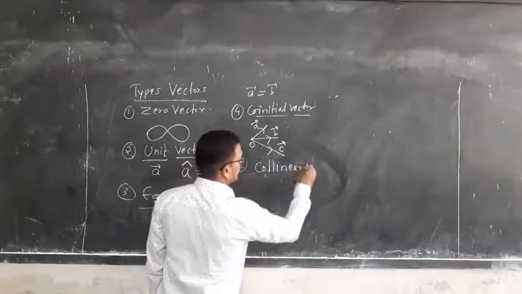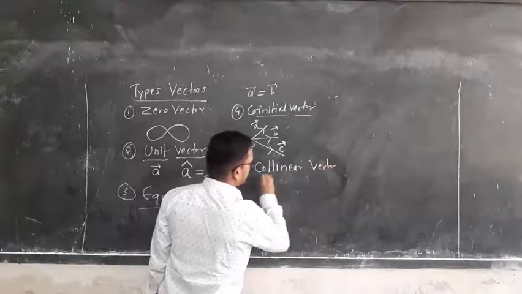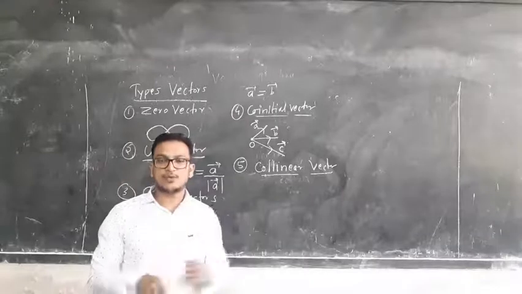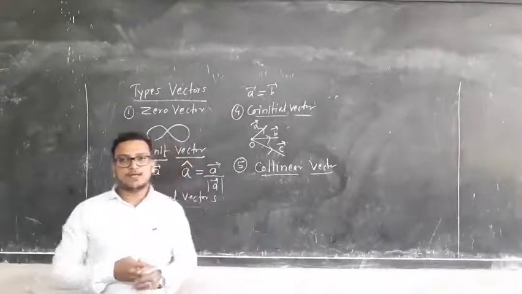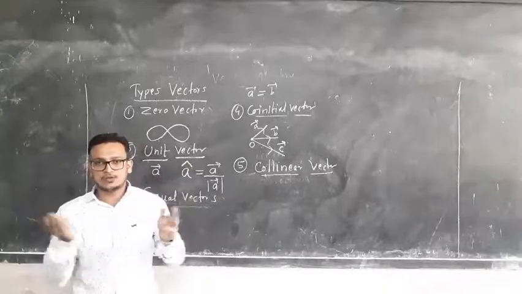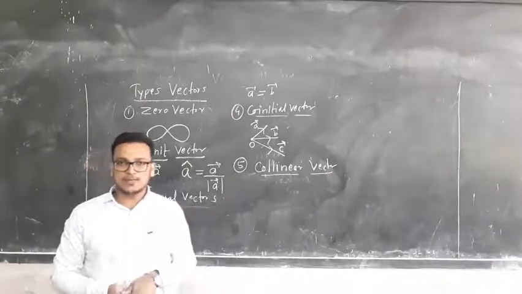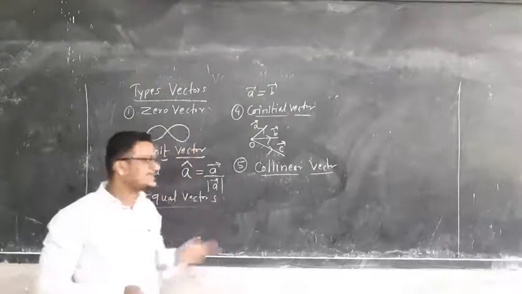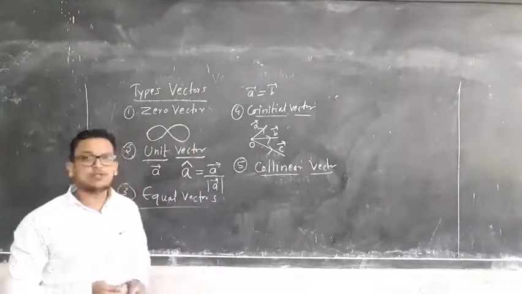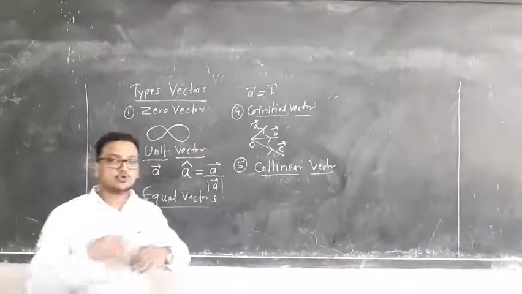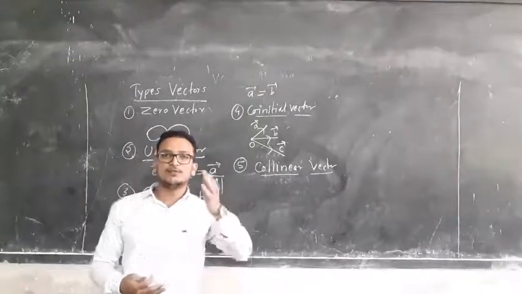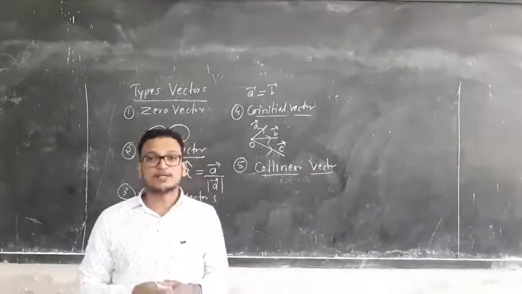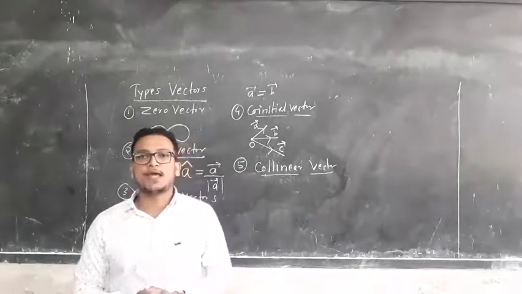Next, fifth, collinear vectors. Now you know what is meant by collinear points. If two or more points lie on the same line, those points are called collinear points. In the same way, collinear vectors are two or more vectors that are parallel to the same line, irrespective of their magnitude and direction.